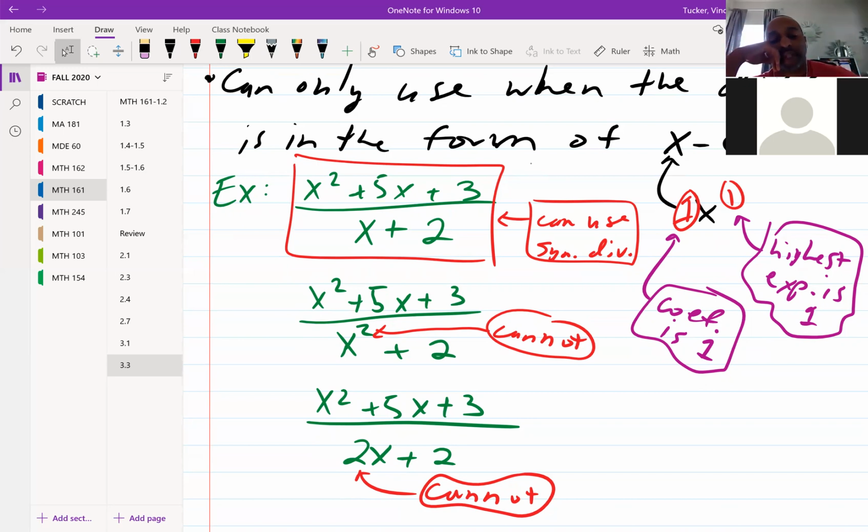And the next one, we look at the bottom, you have x squared plus 2 because you have a square on your x, that 2 as an exponent for your x. You cannot use synthetic division. Then in that third one, you have 2x plus 2 down bottom. I cannot use synthetic division because I have 2 sitting in front of my x. So if anything is different than having 1 in front of your x and 1 is your exponent of x, you cannot use synthetic division.